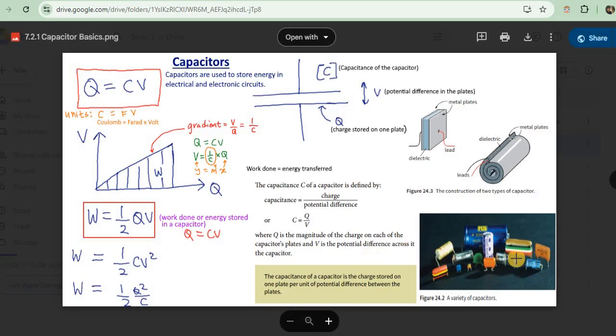So you have a variety of capacitors here. Now, how does the capacitor get charged?